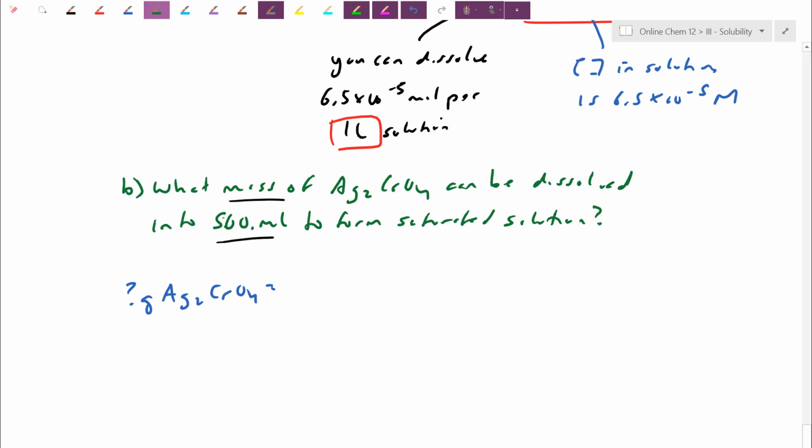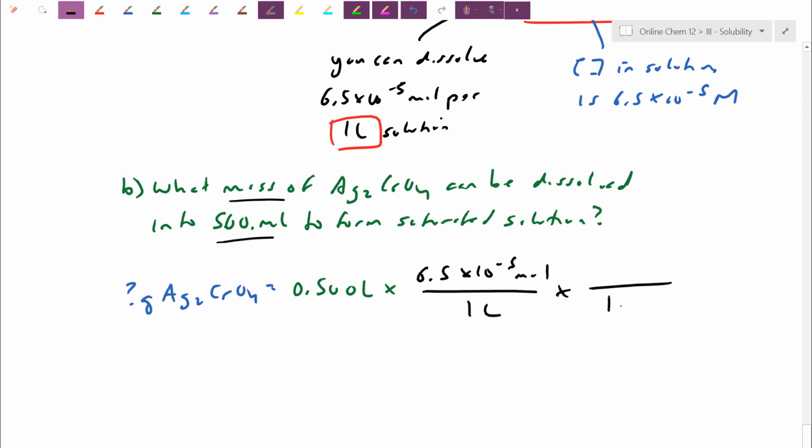Keep track of your sig figs. 500 with a decimal is 3 sig figs, so 0.500 liters. That's the solution I want to make. The concentration I just found, you can dissolve enough to have 6.5 times 10 to the negative 5 moles for a given liter. And given the molar mass of silver chromate, I can then calculate over to grams. So taking out your periodic table again, we have silver, which is 107.9, and you times 2 because there's 2 of them, plus chromium, which is 52, plus 4 times 16.